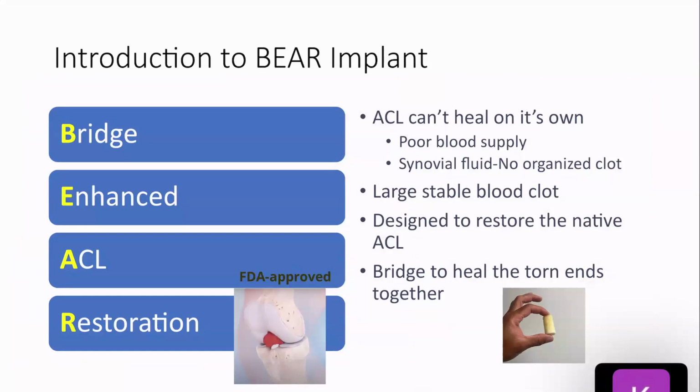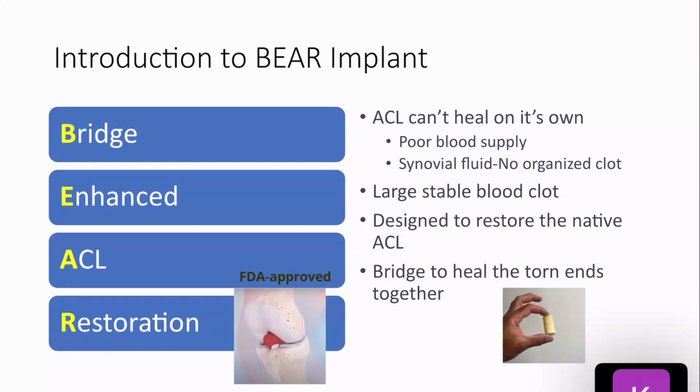And the reason why the torn native ACL cannot heal on its own is because of its poor blood supply and the inability for the knee to maintain a well-organized clot after the tear, due to the synovial fluid in the joint. So it's a volatile environment for the blood clot. It is constantly getting washed away. And so that's why our ACLs don't really heal that well after they tear.